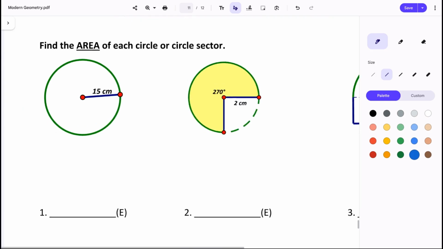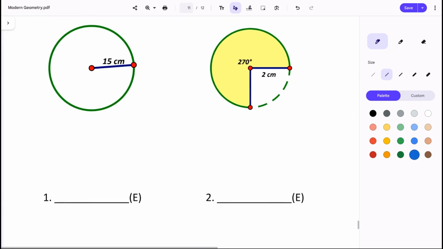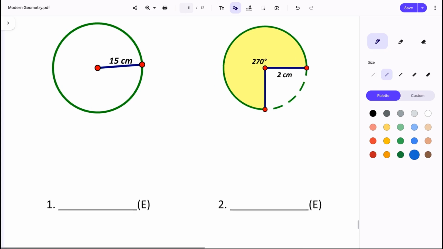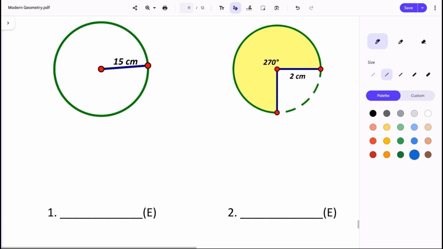So if you look at the first one, it's not shaded in, which means they want you to find the area of the whole thing. So how would we do that here for this first one? Just a regular circle. So what's our formula? 15 squared. Pi 15 squared.